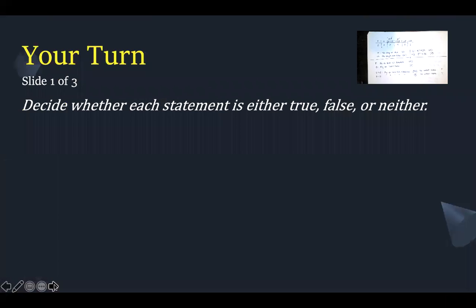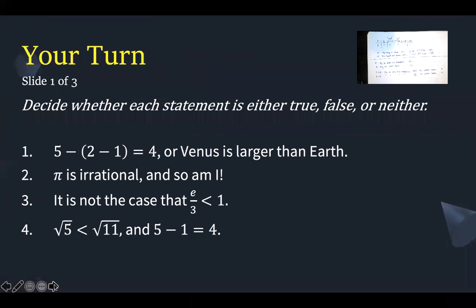So now it's your turn. Let's decide whether each statement is true, false, or neither. 5 squared minus the quantity 2 minus 1 equals 4, or Venus is larger than Earth. Pi is irrational, and so am I. It is not the case that e over 3 is less than 1, or square root of 5 is less than the square root of 11, and 5 minus 1 is equal to 4. So if you want, you can pause the video and try each of those.